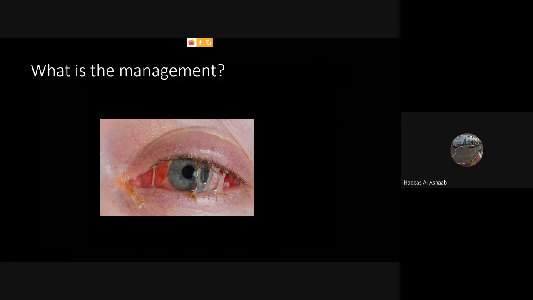Isn't it usually self-resolving? You give them that delayed prescription of chloramphenicol. Yeah, and then what sort of advice would you give them? Don't share towels. Don't use contacts. Yeah, and clean the eye as well. So that's brilliant. This is the one that they love to ask about, is your conjunctivitis. You're being turned into GPs.